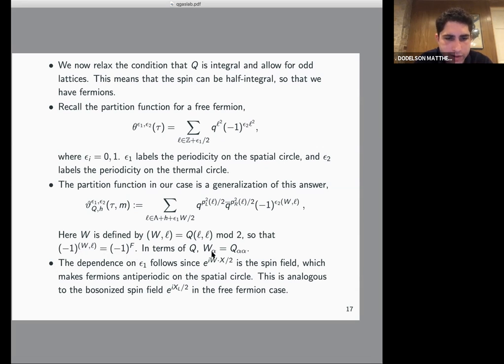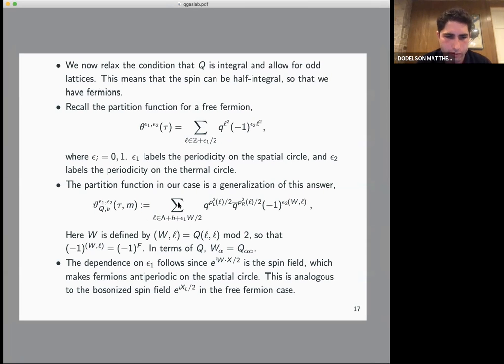We can actually solve for W in terms of Q. Its components are equal to the diagonal components of Q. And then the dependence on epsilon 1 comes into play because e to the i W dot x over 2 is the spin field. This makes fermions antiperiodic on the spatial circle. This is analogous to, in the free fermion case, we have a spin field in the bosonized description that's e to the i x left over 2, and this makes the fermions antiperiodic on the spatial circle. So that explains the shift in this sum.